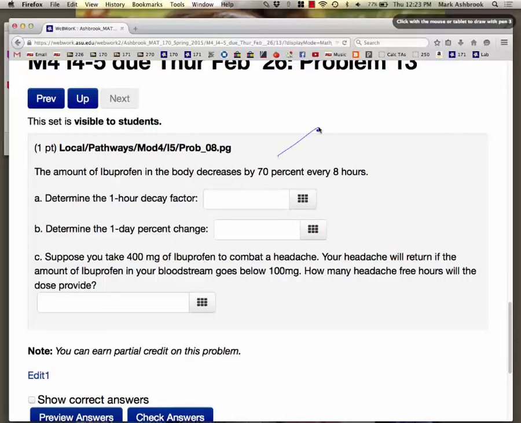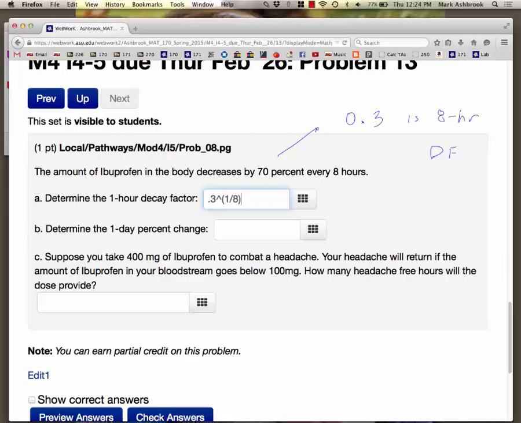Then 0.3. We're going to keep 30% every 8 hours, so we're going to lose 70%. So 0.3 is the 8-hour decay factor. And then how do we get the 1-hour decay factor? We're going to take the 8-hour decay factor, and we want 1/8 amount of time. So it's to the 1/8.